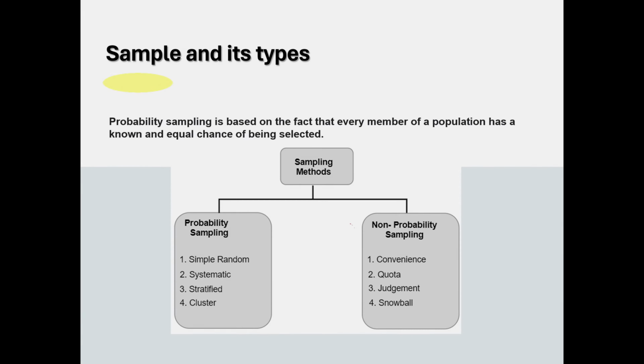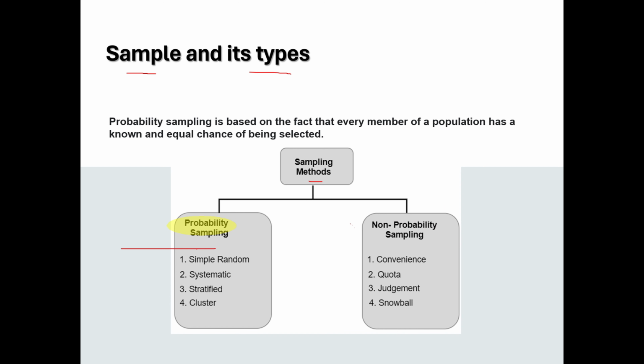Let's dig into more detail. What do we mean by sample and its type? Probability sampling is based on the fact that every member of a population has a known, equal chance of being selected. Sampling method, probability sampling. So sampling method is divided into two. One is probability sampling, the other one is non-probability sampling.